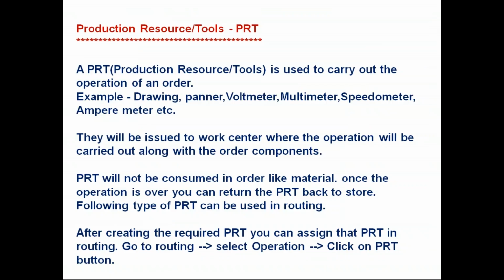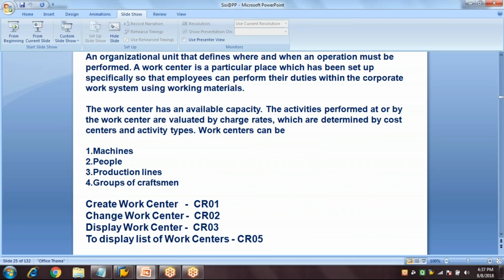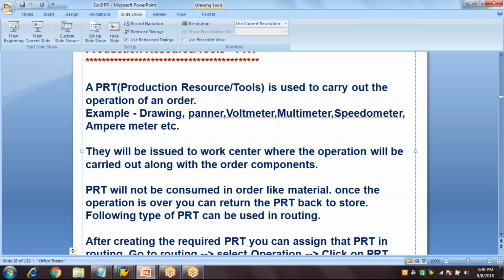So this is the information we have maintained. Now next, before going to the routing, we'll discuss production resources and tools. What does production resources tools mean? When you are performing these operations, lathe, machine, drilling, punching and all, you may use some devices like drawings, spanner, voltmeter, multimeter, speedometer, ampere meter, etc. So that tools information can also be maintained in the form of production resources tools. A production resources tool is used to carry out an operation for an order. For example, a drawing and spanner.